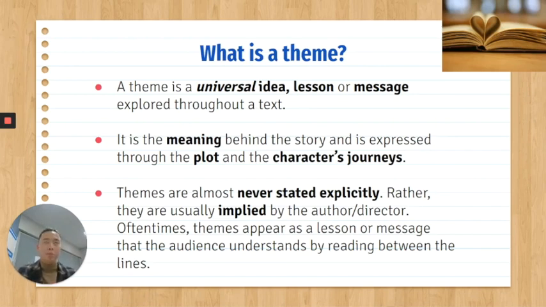You're never going to open up a book and on the first page the author tells you straight away what the book is about. You're never going to open up, say, Harry Potter, and on the first page it says, this book is about friendship and how sticking together through hard times helps us become better friends, and how friends can defeat enemies together. It's never explicitly stated. Rather, it's usually implied by the author. So oftentimes themes appear as a lesson or a message that the audience understands by reading between the lines.